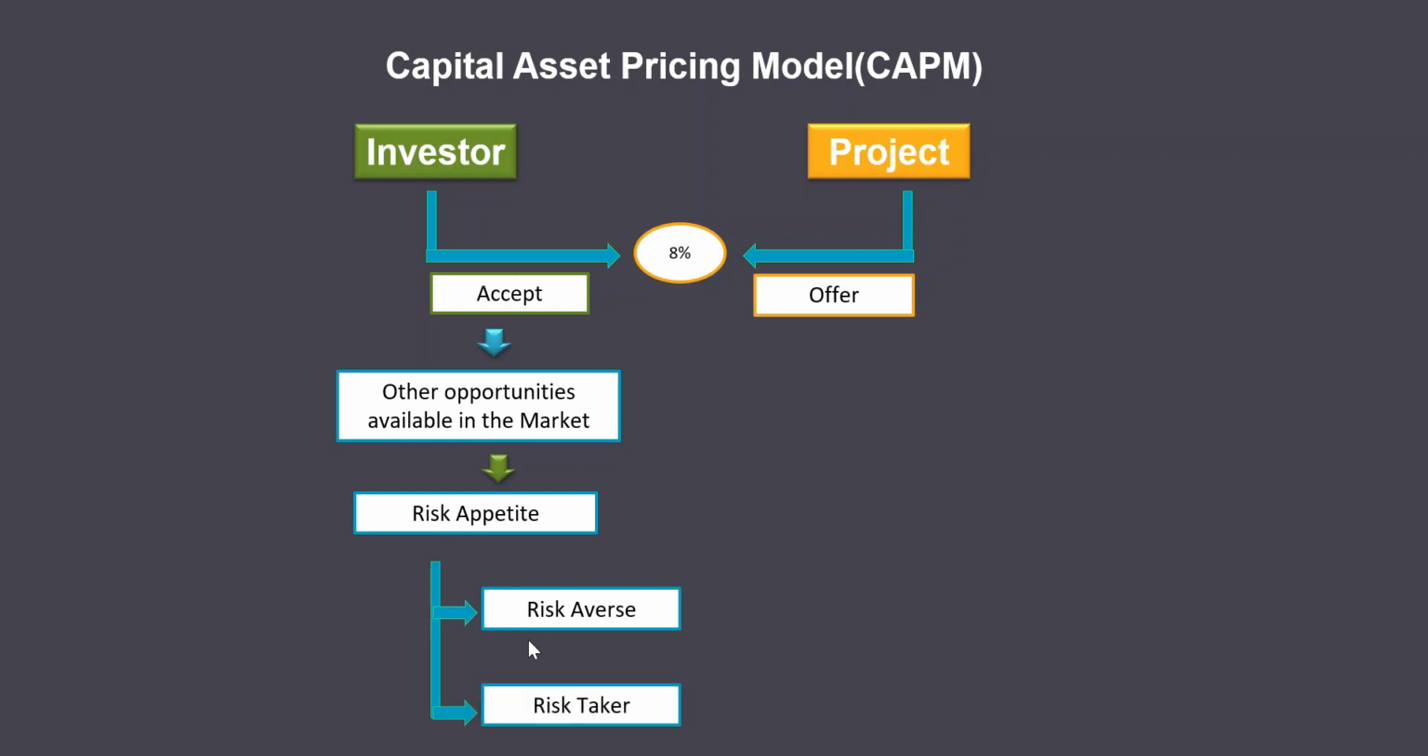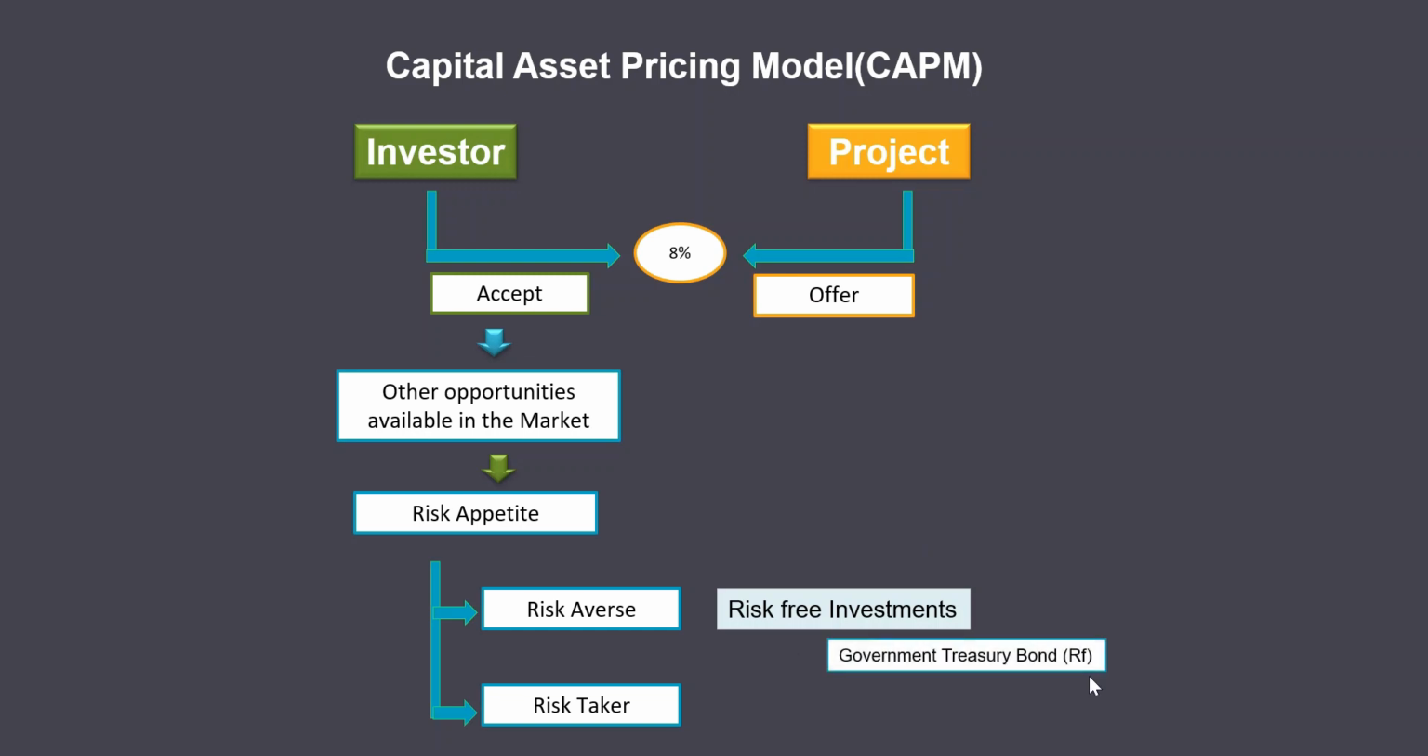Risk averse means these kinds of investors will not take any risks at all. But risk takers would like to take risk. So let's say the investor is a risk averse person. Where would he invest his money? He would invest in risk-free investments where there is no risk at all. Such an investment would be the government treasury bond.